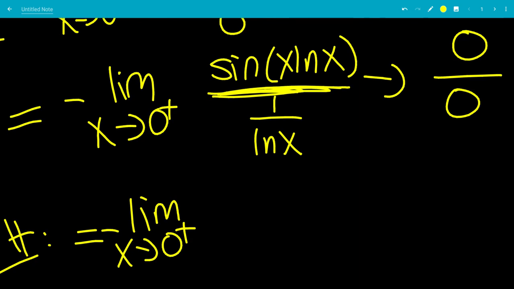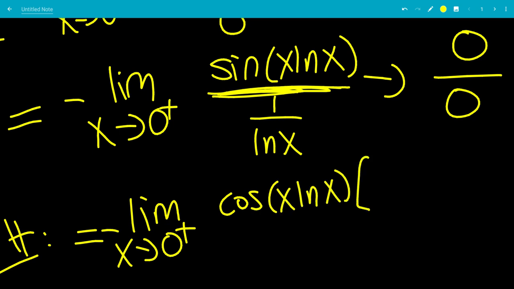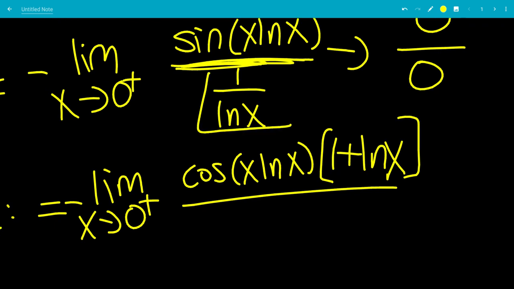Okay, we're going to have the derivative of the top part, which will be the derivative of sine, which is cosine of what's left in, multiplied by the derivative of the inside. But we found the derivative of x ln x is 1 plus ln x. Okay, all over the derivative of 1 over something.